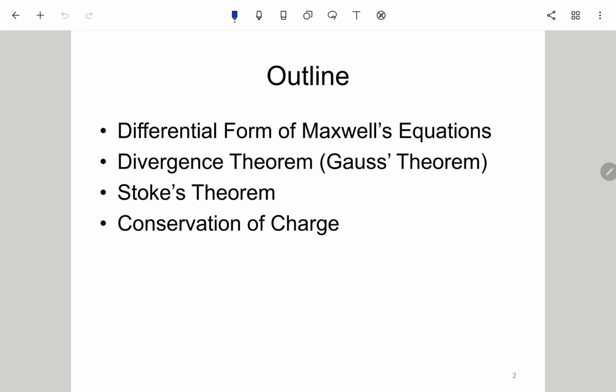Because in chapter 32, we introduced the idea of a displacement current, which means that for Ampere's law that we have learned in chapter 29, we only have a single term on the right side. That is mu 0 I enclosed. And then in chapter 32, we say that there should be something called the displacement current, and then add it to the right side of Ampere's law, known as the Ampere-Maxwell law.